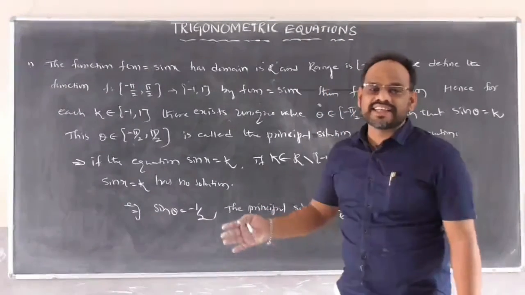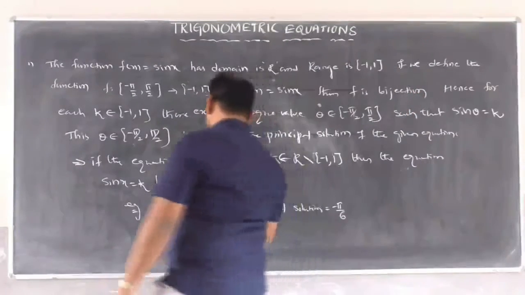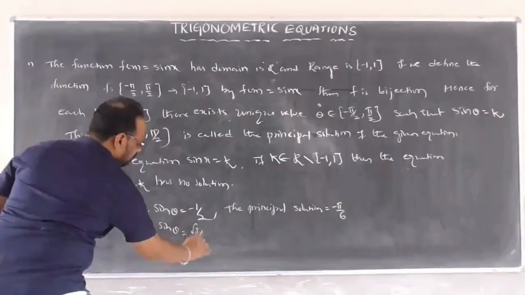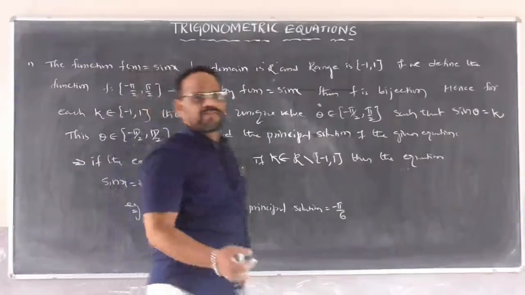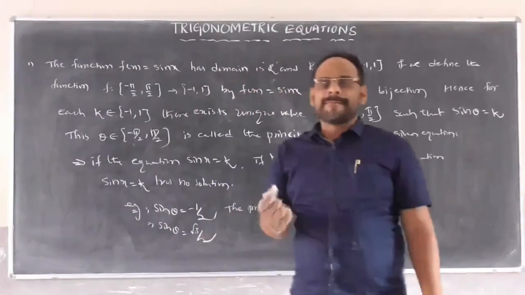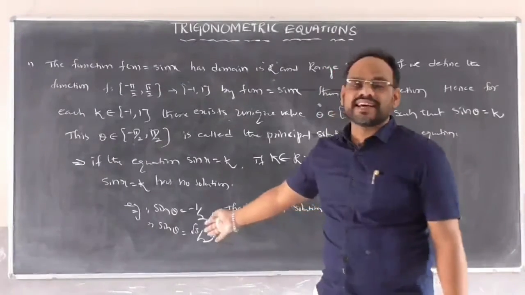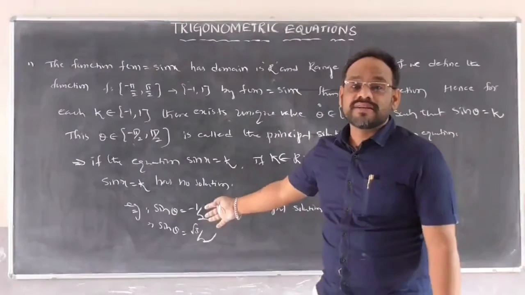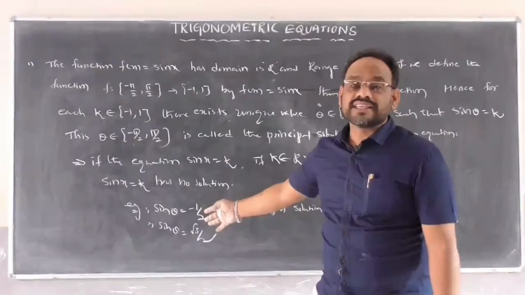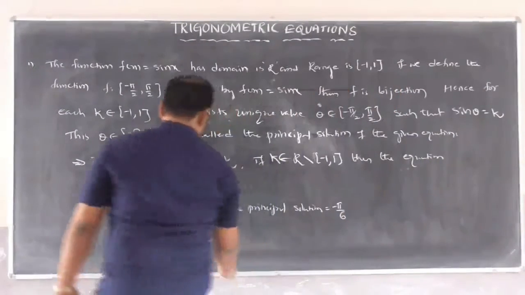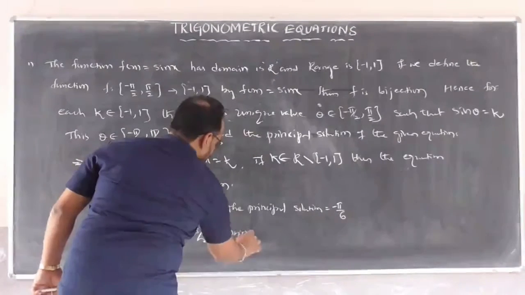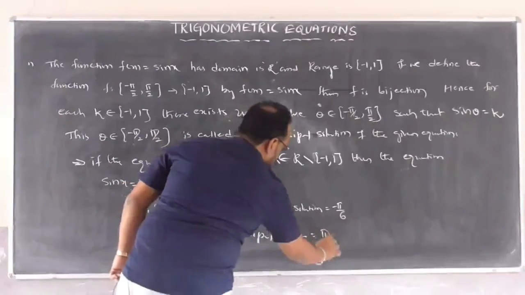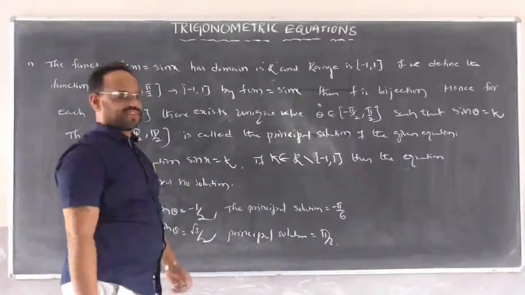If you take sin theta is equal to square root of 3 by 2, what is the principal solution? The principal solution is clearly theta is equal to pi by 3. So the principal solution is equal to pi by 3.